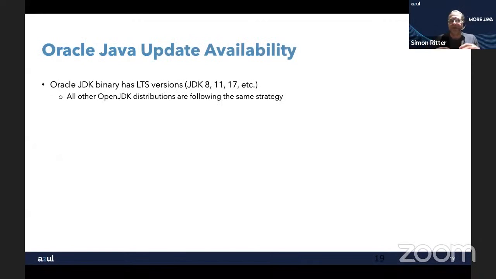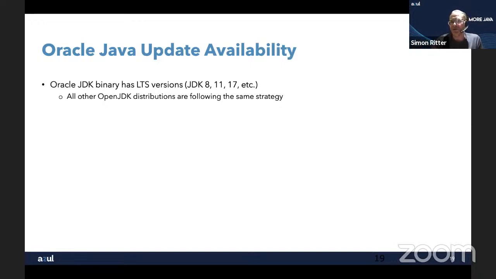Let's talk a little bit about the availability of updates specifically from Oracle, because we've seen a lot of changes in terms of licensing, and that has been one of the things that's led to this proliferation of the number of JDK distributions that people have created. Oracle said that they would have specific LTS versions of the Oracle JDK: JDK 8, 11, 17, and the next one's going to be 21.